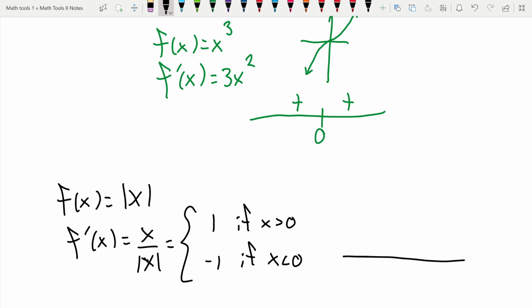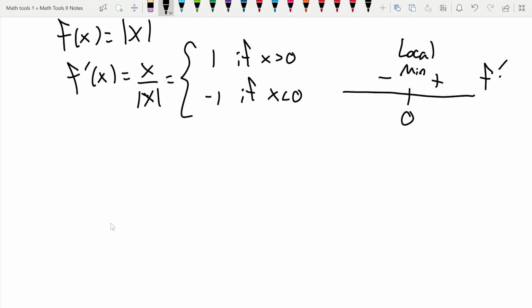So if we do a sign chart for f prime, 0 is a critical point because it's not differentiable there, right? It's undefined there. And that is a criteria for being a critical point. And it's positive to the right of 0 and negative to the left of 0. So we do have a local min at 0. Okay, so we do not need differentiability at the point in order to have a local extrema. But we do need continuity at that point.